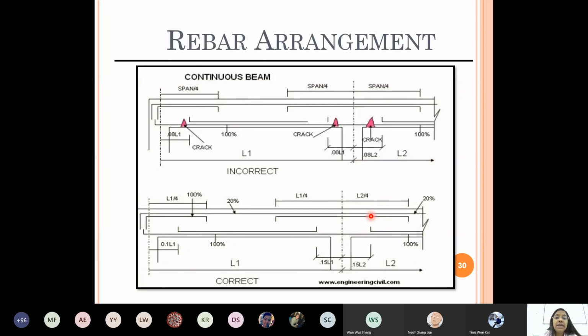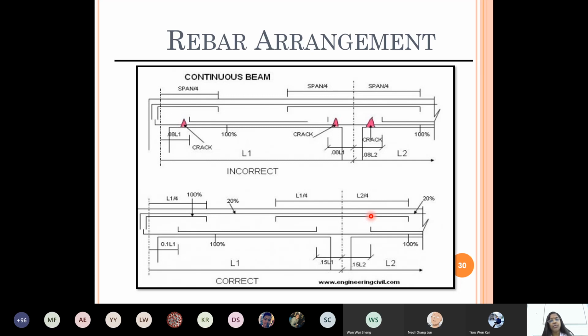Last slide on building elements, rebar arrangement. Okay, it's a continuous beam. If you take any roof, any building top roof, we call that a continuous beam because the beams are continuous. It's not one beam. It will run for about 10 meters, 20 meters for the whole span of the building. It has to run. Then it is called a continuous beam.